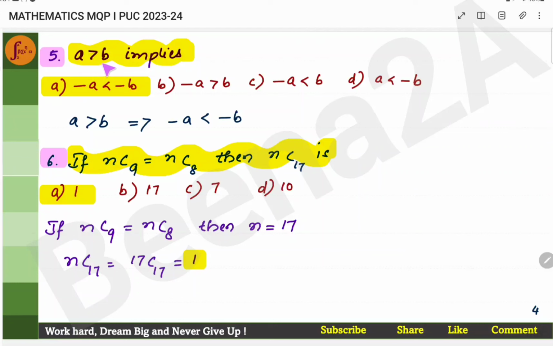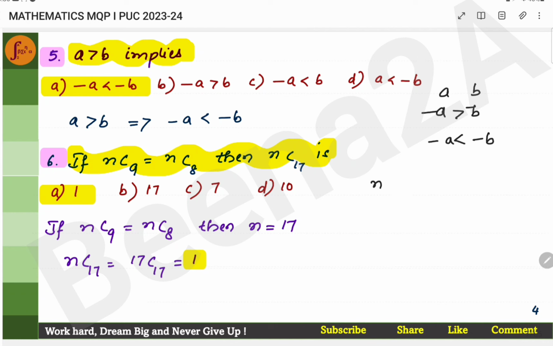Fifth one: if a greater than b implies, now you'll have to see the right option. When greater than becomes less than, the signs will get reversed. So you have a and b, it will become minus a and minus b. So option A.